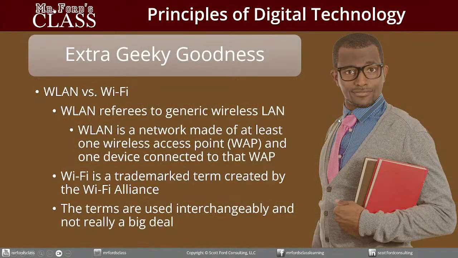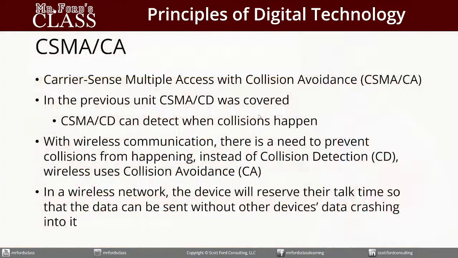So you might hear different terms. We have WLANs and we have Wi-Fi. WLANs refer to the generic wireless LAN, while Wi-Fi is actually a trademark term. Wi-Fi is trademarked by the Wi-Fi Alliance. So these terms are typically used interchangeably. It's not really a big deal, but just know that wireless LANs, WLANs, and Wi-Fi are the same thing. The difference is Wi-Fi is a trademark term, okay?